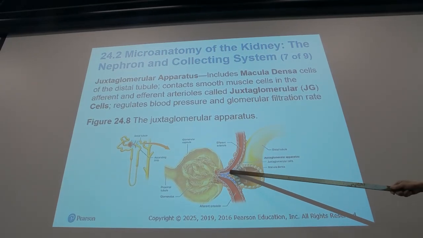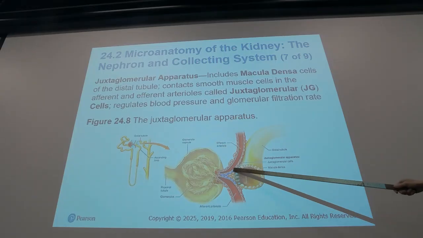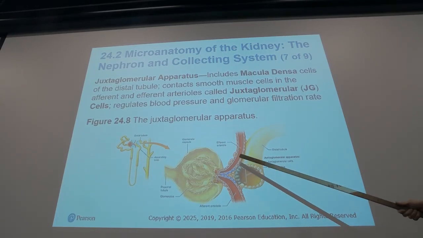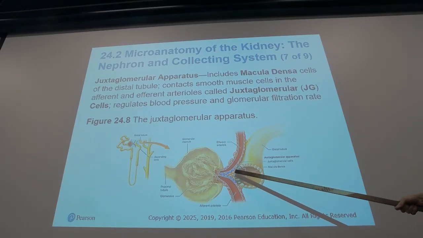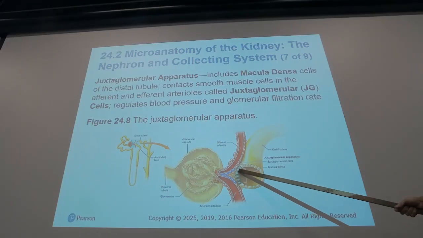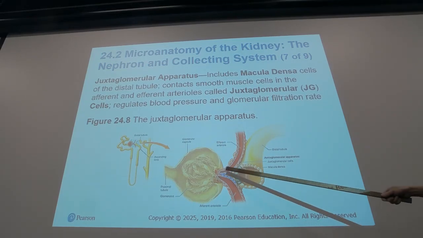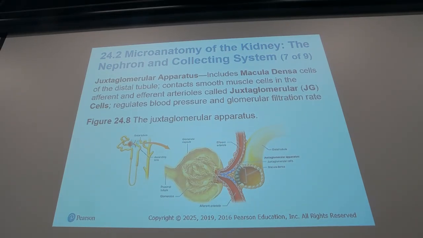We have smooth muscle cells in the afferent and efferent arterioles that help sense how much blood supply goes through. So basically it senses blood pressure. When blood pressure drops, these cells start secreting renin, the enzyme that starts a cascade so that we can increase blood pressure. And that regulates how much filtration happens in this area.